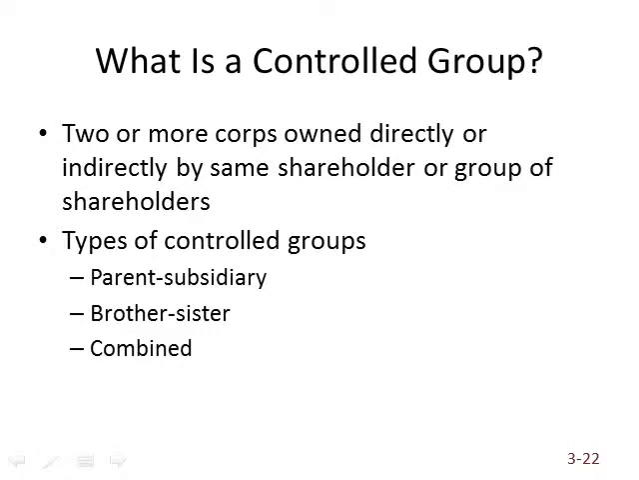So how do we define a control group? A control group is comprised of 2 or more corporations owned directly or indirectly by the same shareholder or group of shareholders. They can fall into 3 categories: parent-subsidiary control group, brother-sister control group, or a combined control group. Each of these groups are subject to the limitations that we just talked about.